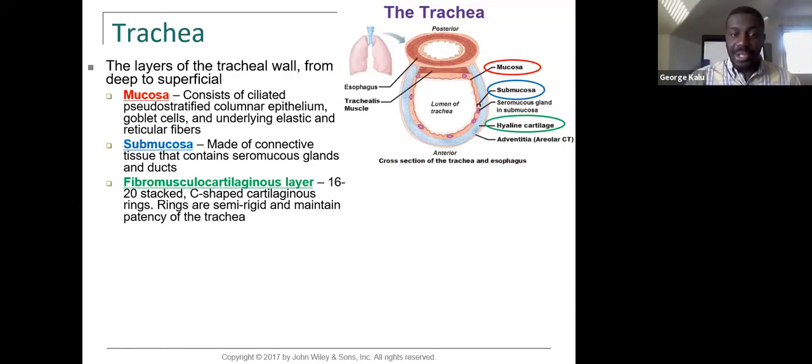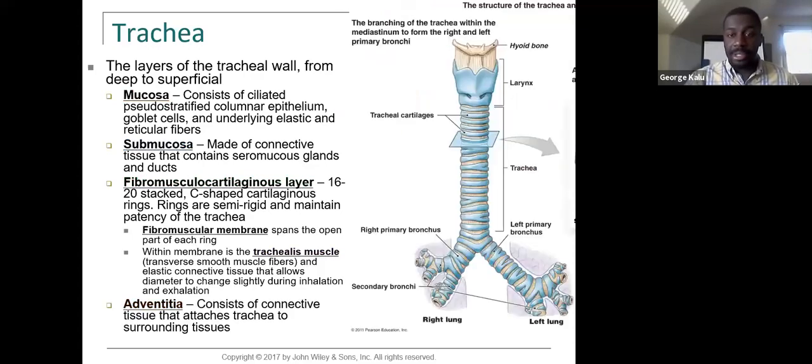Inside the fibromusculocartilaginous layer, there's going to be about 16 to 20 of these stacked rings of cartilage, okay, or semi-rings of cartilage, all running from the trachea superiorly all the way down to before we get to the bronchi.